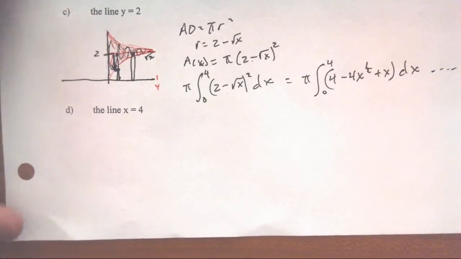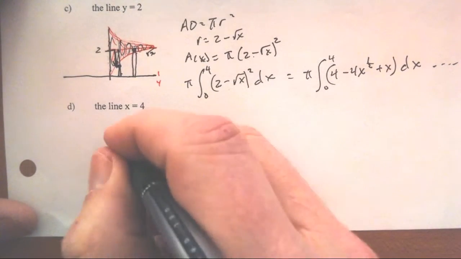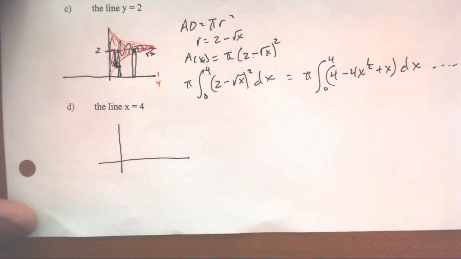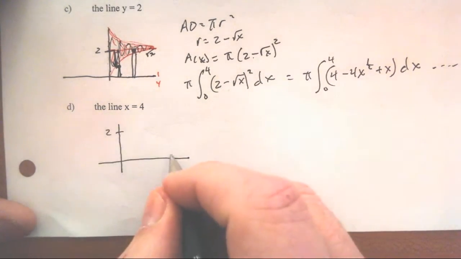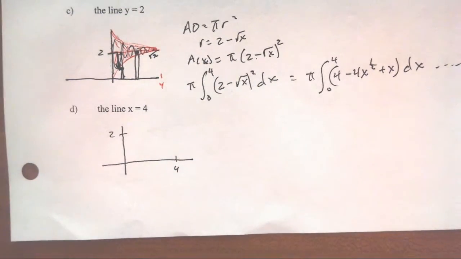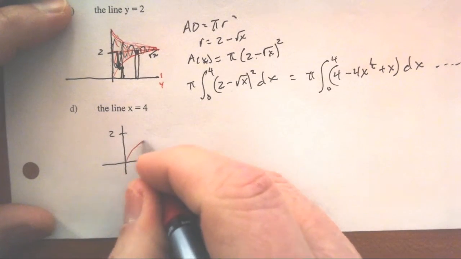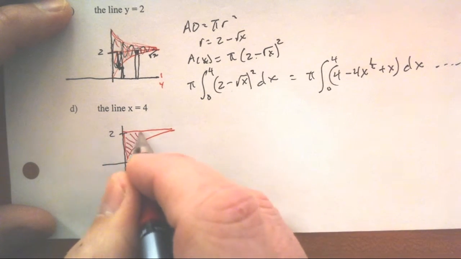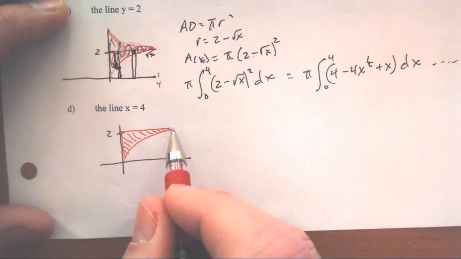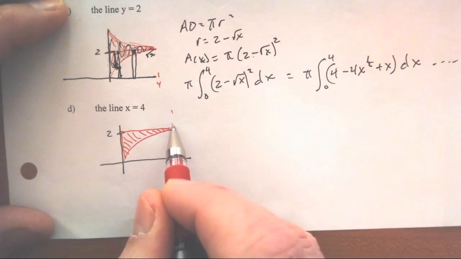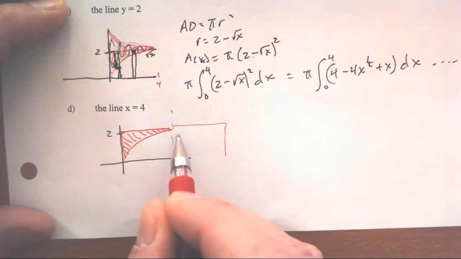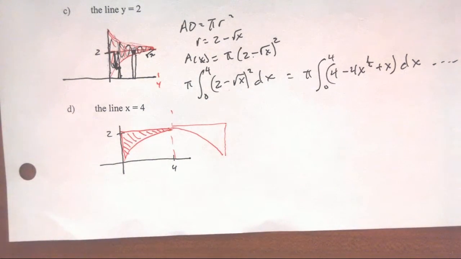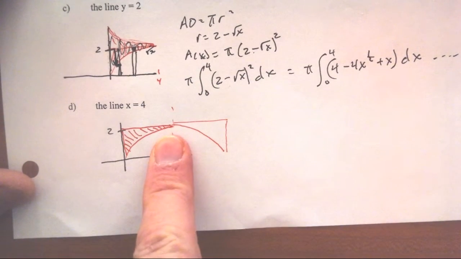Okay, line x equals 4. So here we're 2, here we're 4. This is just a regular old region. Lies in here. But now we're going to rotate that around x equals 4, so we're going to end up with this. And now I can envision that rotation.